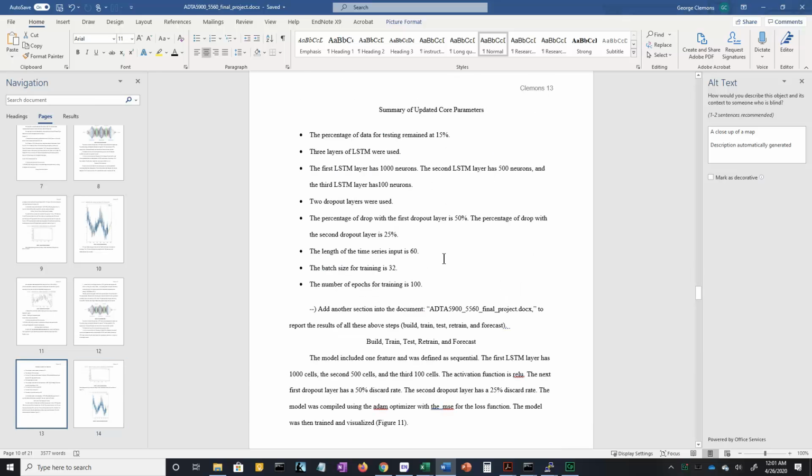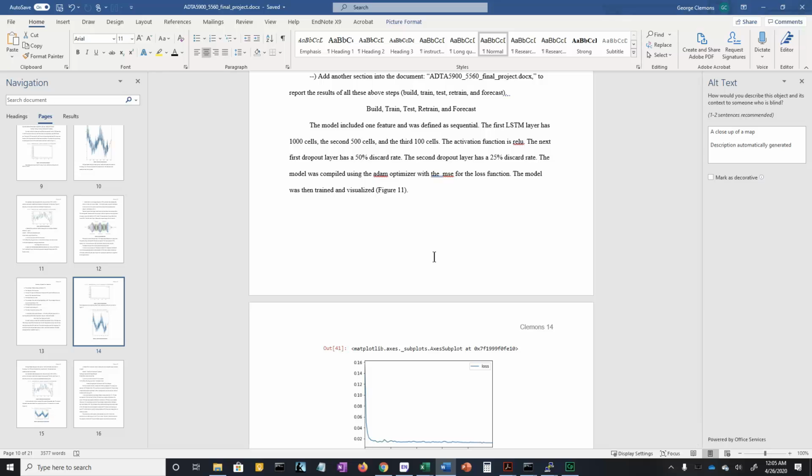So this is a list of the updated core parameters. The percentage of data used for testing remained at 15%. 3 layers of LSTM were used. The first layer had 1,000 neurons, the second 500, and the third 100. 2 dropout layers were used. The first dropout layer had a discard percentage of 50%. The second one had a discard rate of 25%. And the length of the time series input is 60. The batch size for training is 32, and the number of epochs for training is 100.